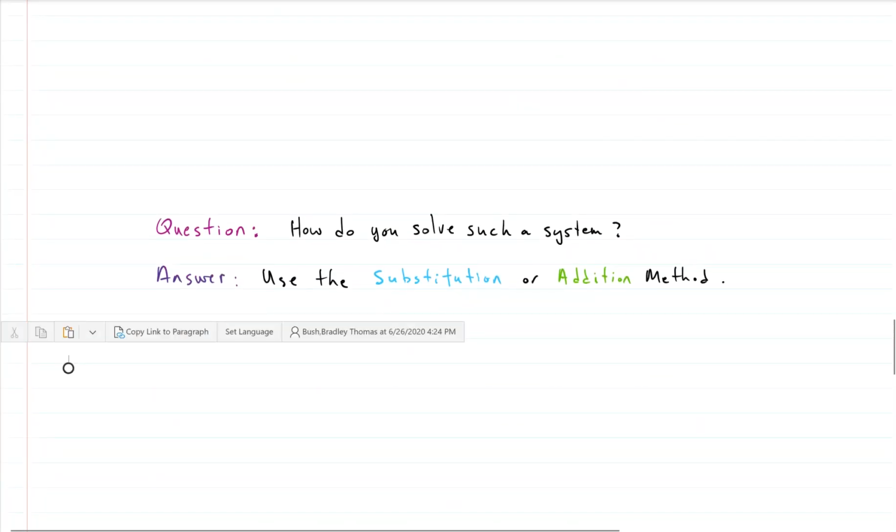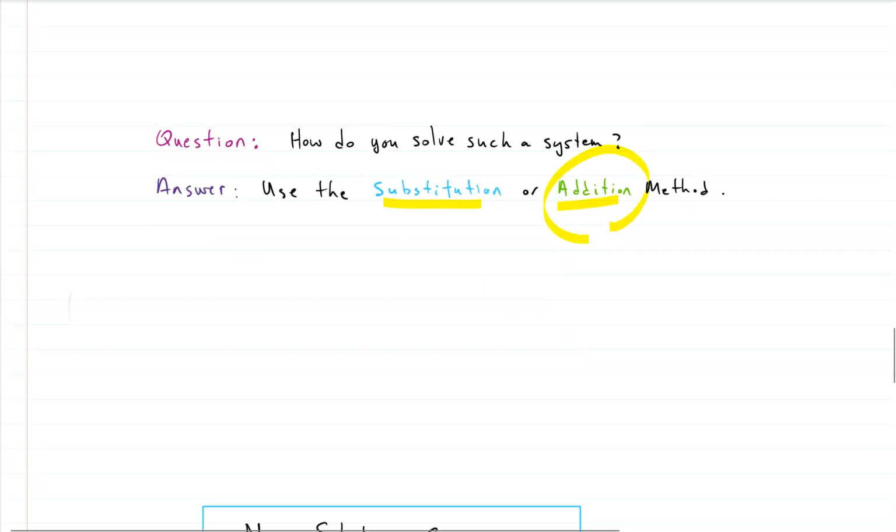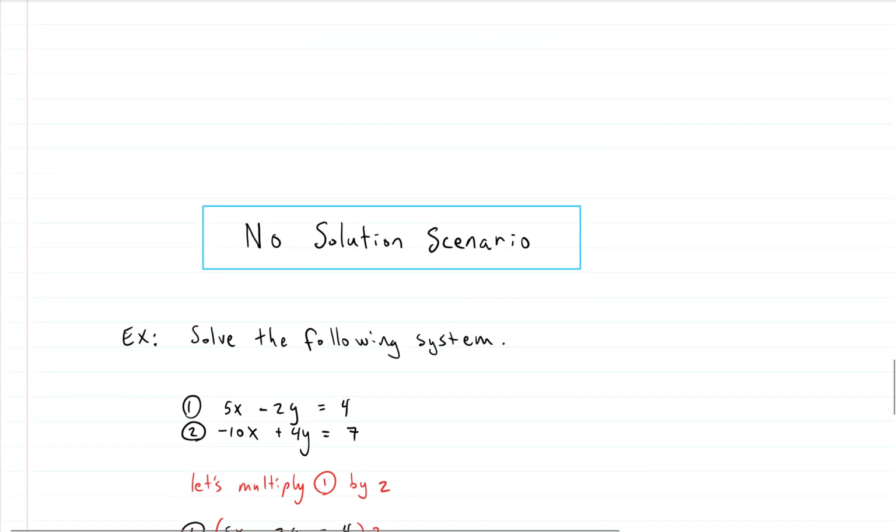How do we solve these types of systems? Well, we have two methods generally. We have addition and we have substitution. In this video, we will be discussing the addition method. So let's get to the case study.